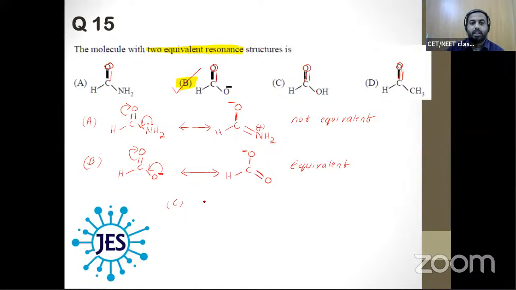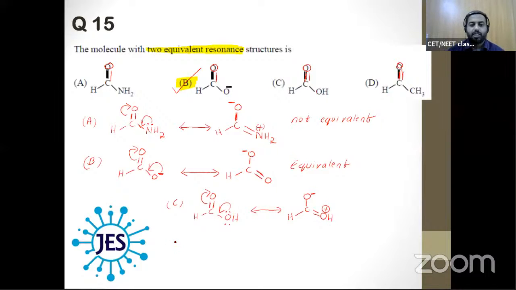Okay, so C will be H COOH, lone pair. See again, same kind of resonance involvement. H CO minus double bond OH plus. So again, they are not equivalent. So this is not the answer.